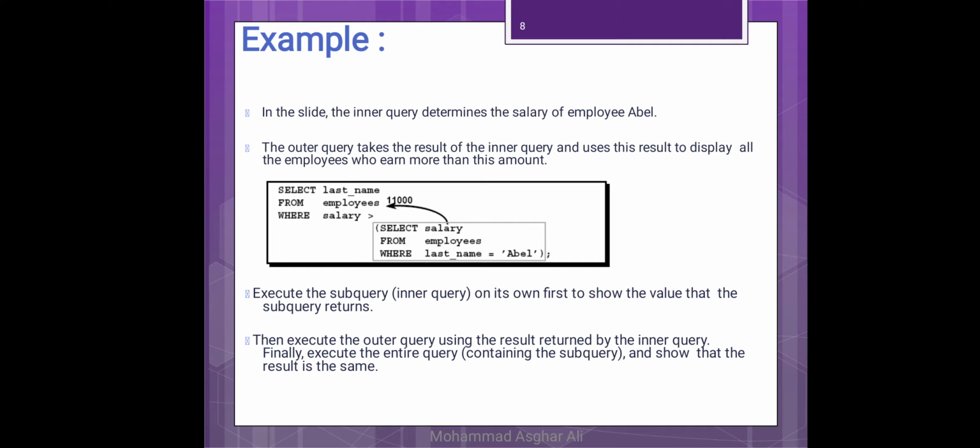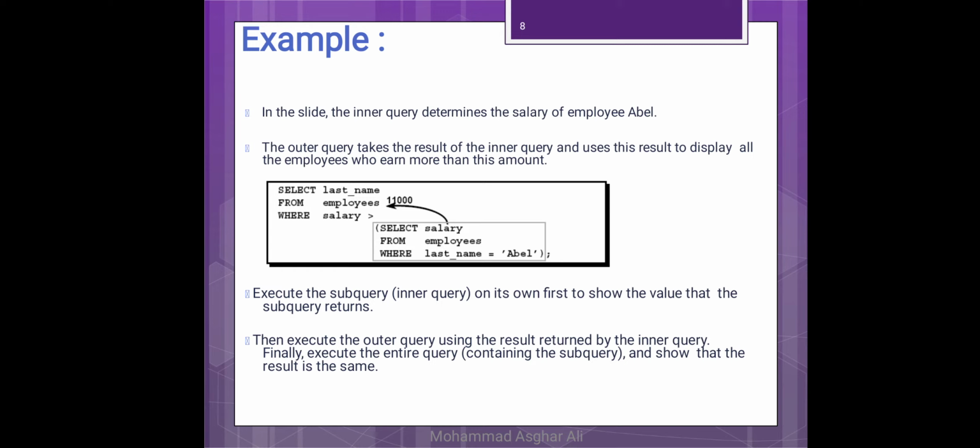This is the example by which you can find how it works. In the slide, the inner query determines the salary of the employee Abel. The outer query takes the result of the inner query and uses the result to display all the employees who earn more than that amount. How does it work? Select last name from employee where salary greater than, again a subquery, that is the inner query: select salary from employee where last name equal to Abel.